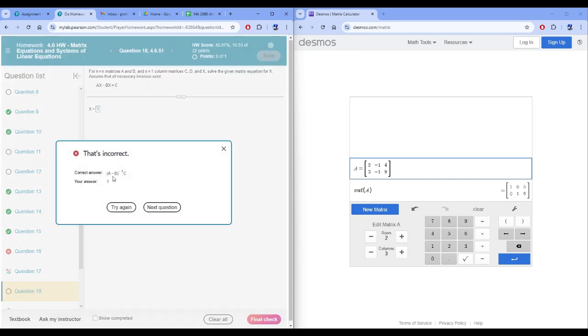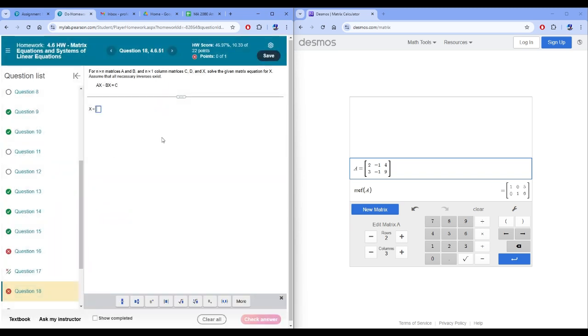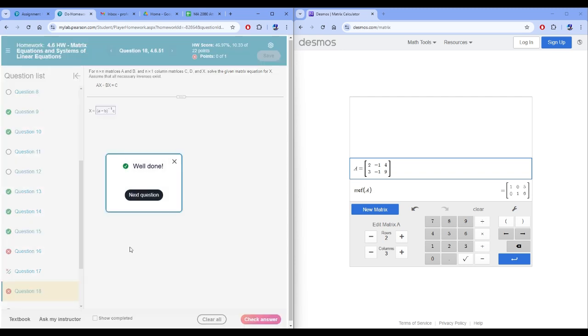Final check. What's the answer? A minus b. Is that not what I had? Is that not what I had? So what is that going to be? Parentheses a minus b parentheses raised to the negative 1 times c. Right? That's what I had. Whatever.